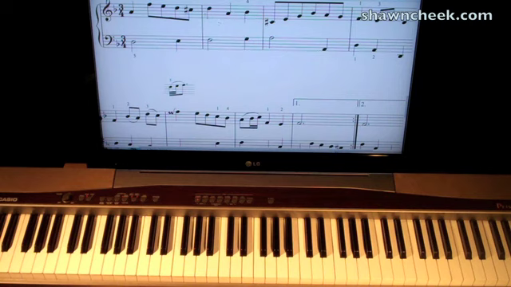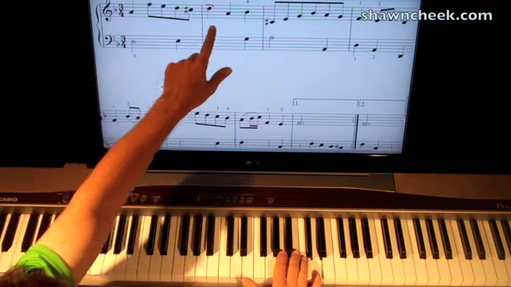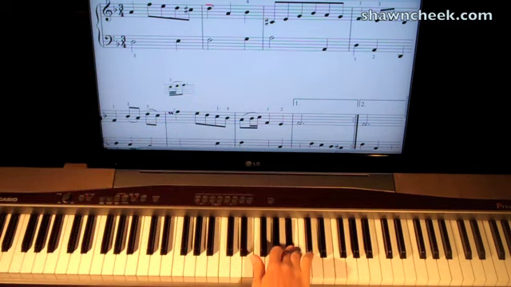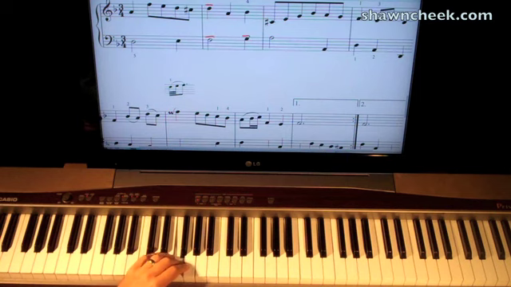Don't force that. Right hand, we're going to start with a D up here, and then go to an A, and then up to a B flat. Okay? So D, A, B flat. On your left hand, you're going to start with an F, and then go up to a G note.